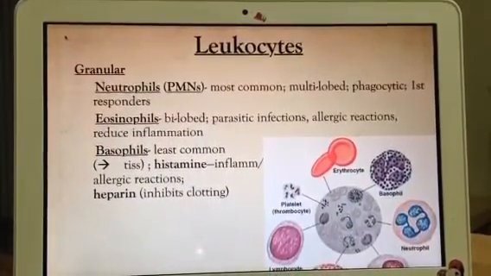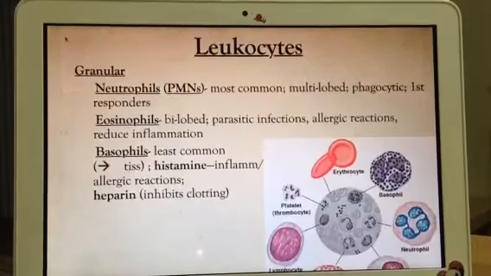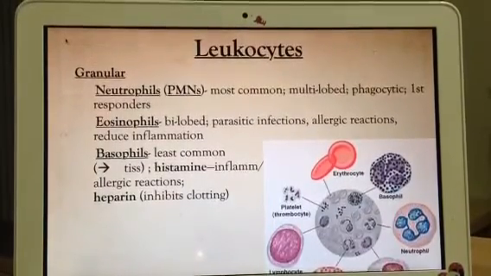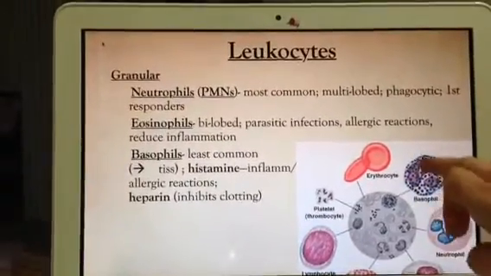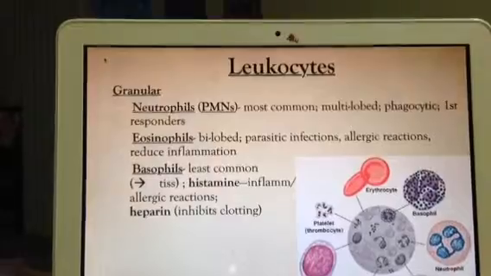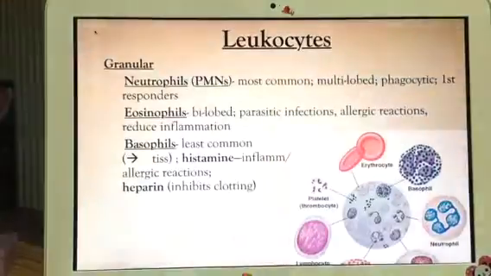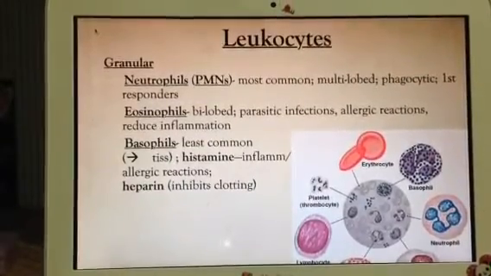So the first division that we have to make within the category of white blood cells is granular versus agranular. So a means without, and granular is granules. So those little dots that you see right here, for example, the little granules, that's what we're talking about when we talk about the granulocytes or the granular leukocytes. So next we look at the subcategories of those.